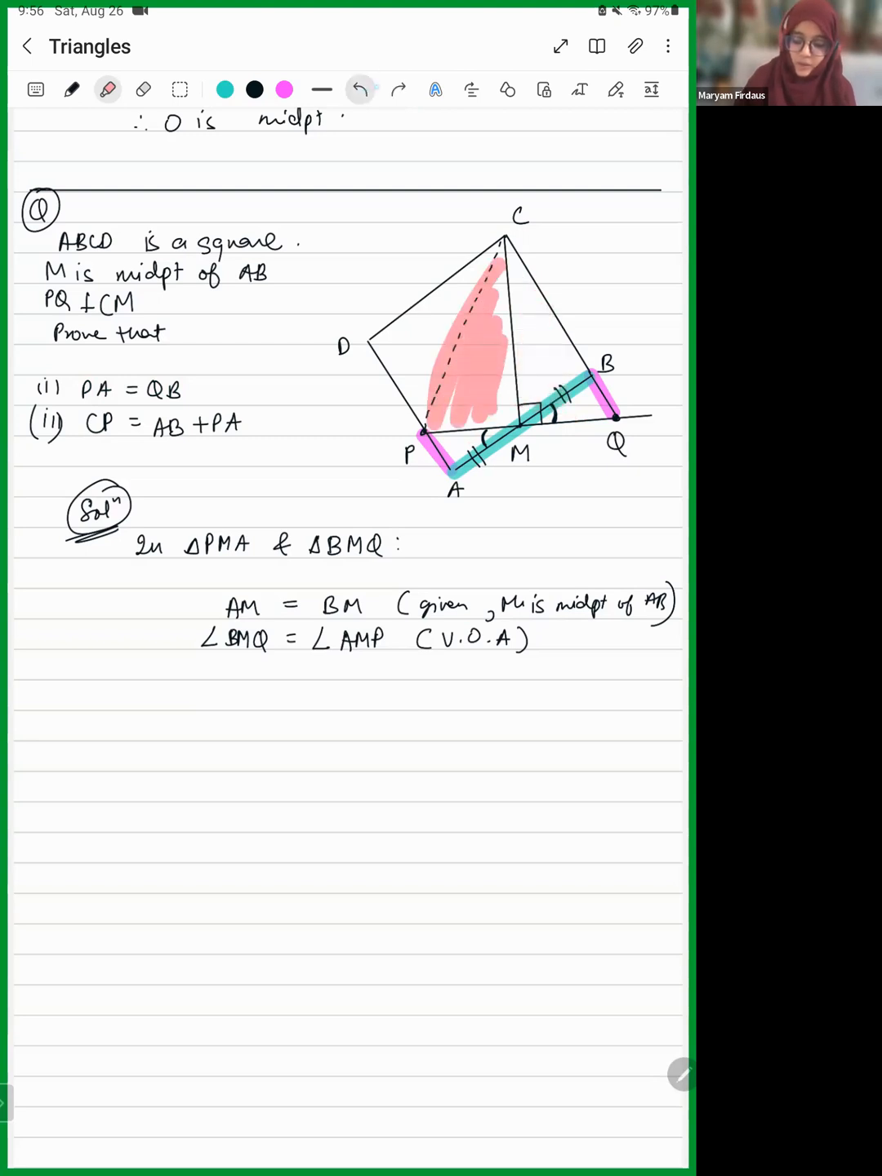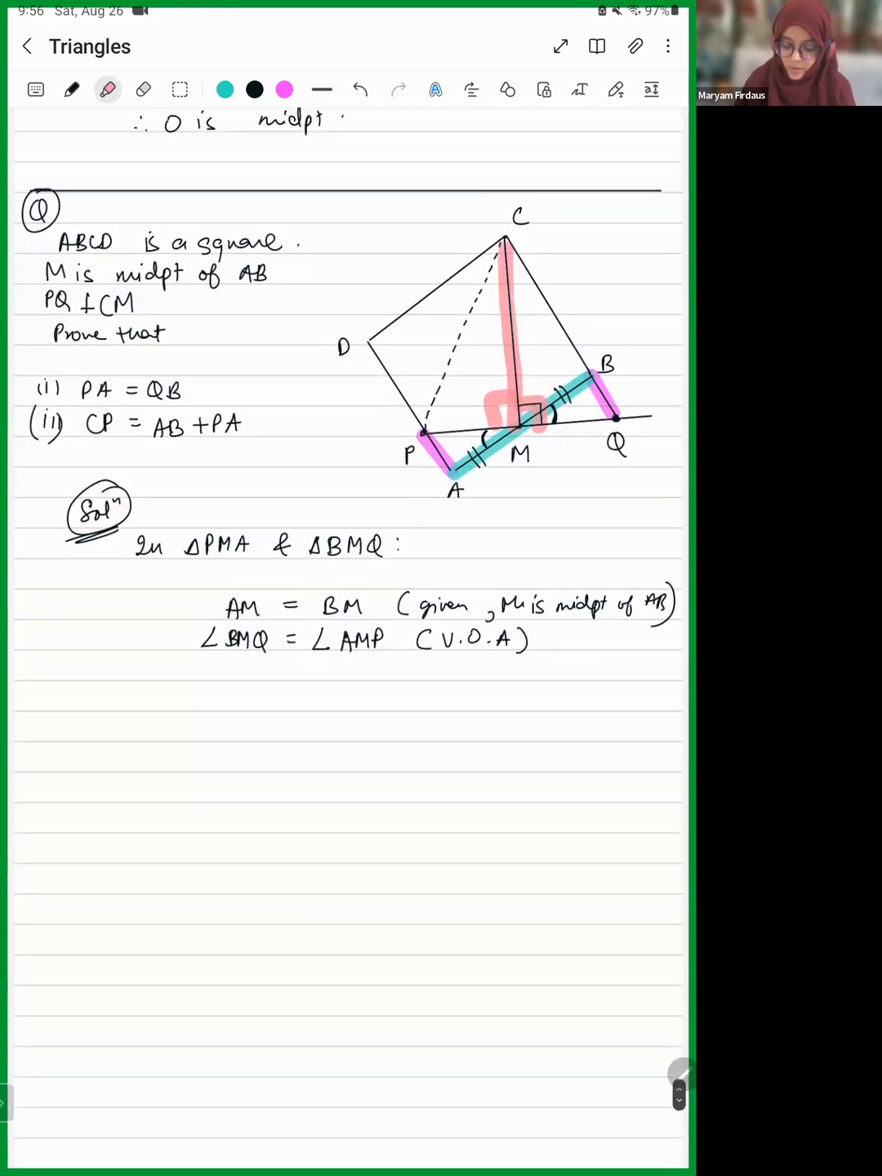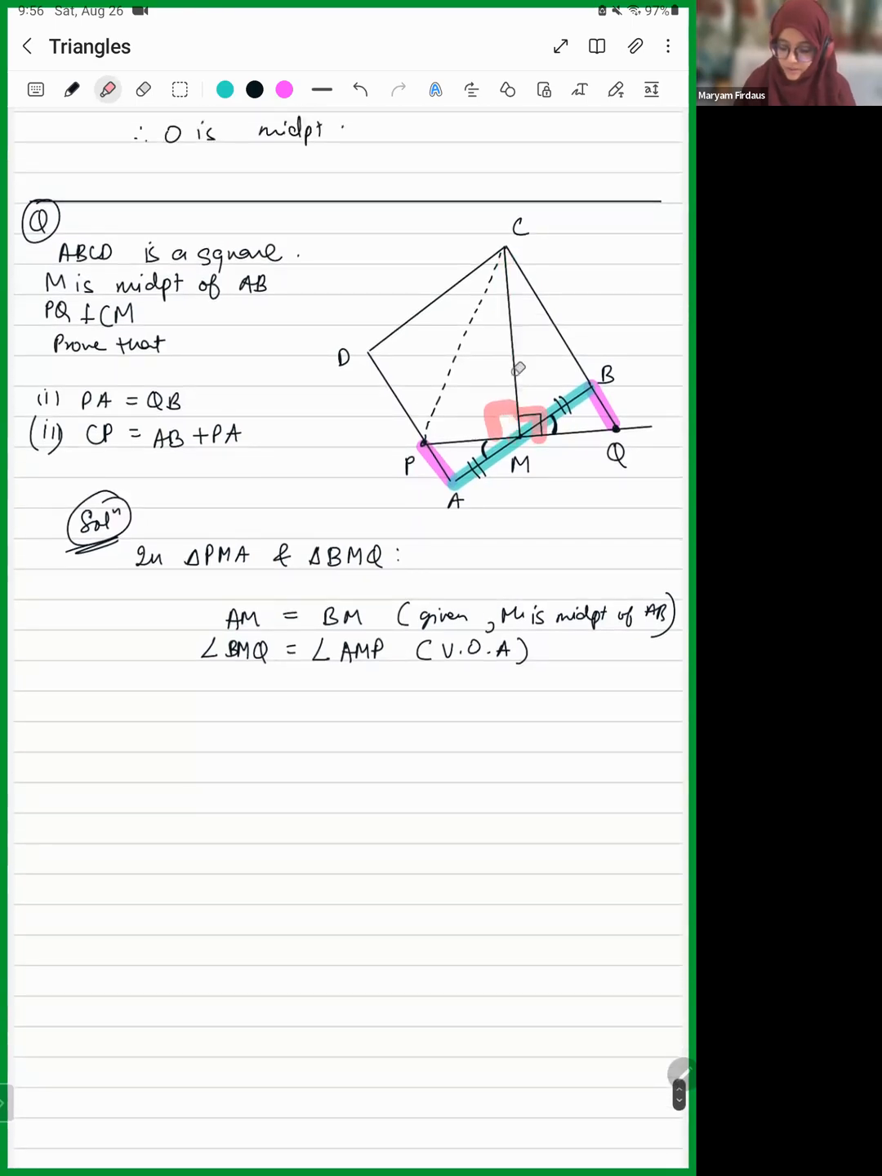But what do you have? You don't really have much. You just have one common side. Then you have this angle is 90. And what else do you have? You don't have anything else. Okay, let me give you a hint. Remember that this is a square. Now look at A and B and then tell me. Look at angle A and B.